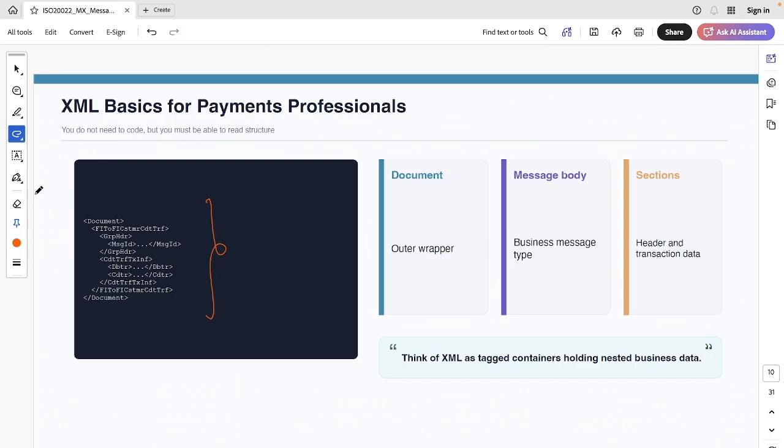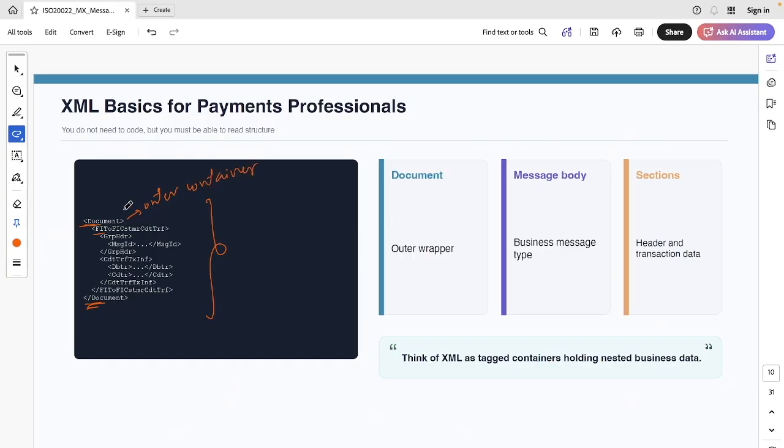Now XML uses tags. A tag opens, contains information, and closes. This is the opening tag, and this is the closing tag. You can see the slash. Now think of each tag as a labeled container. For example, Document is the outer container.